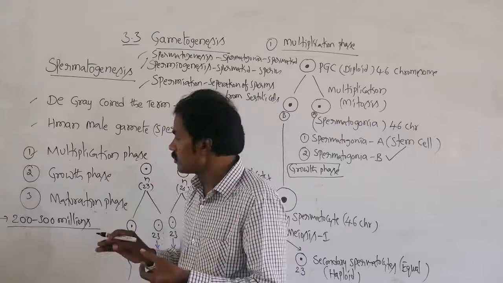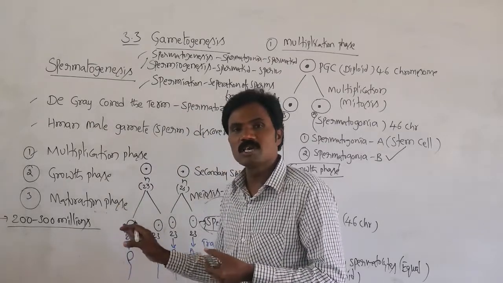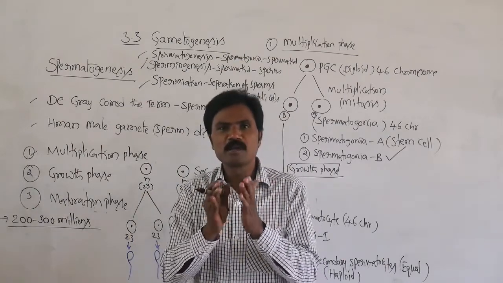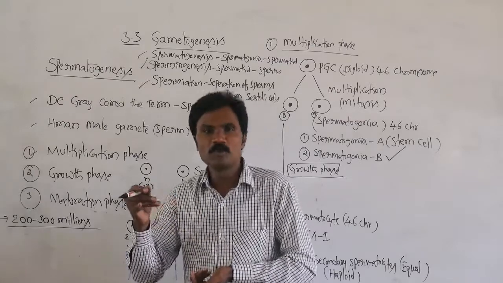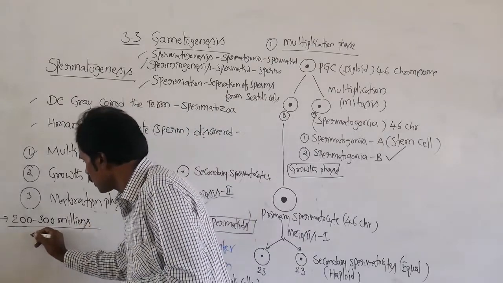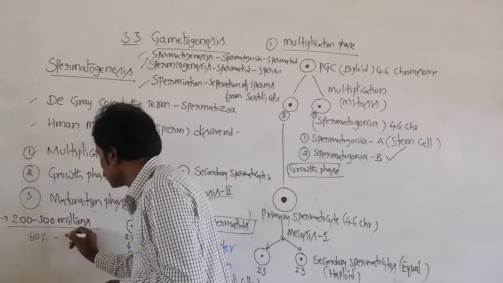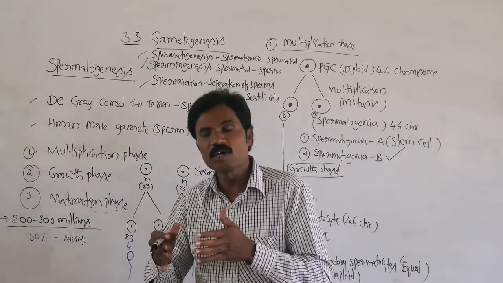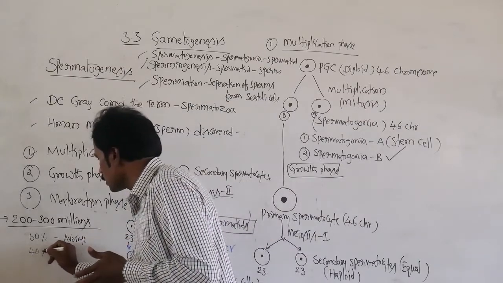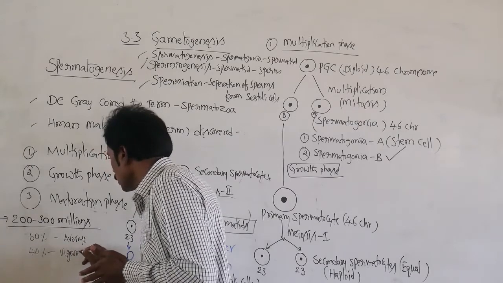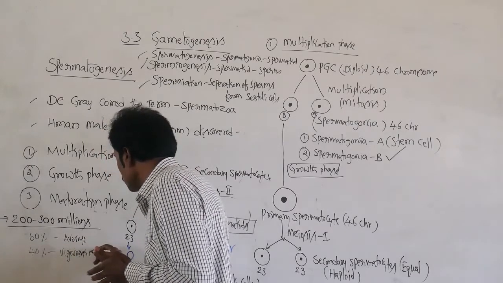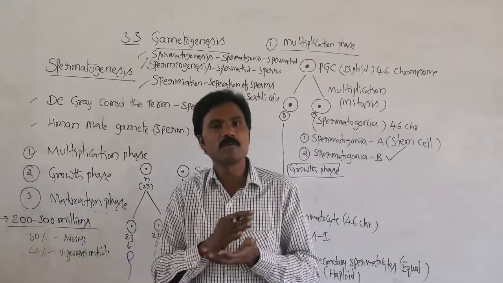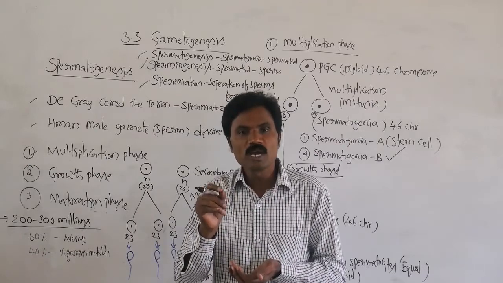40% are vigorous. Why? Because male gametes, the spermatozoa, have a microscopic, motile nature. Because of this motile nature, 60% are average, that means normal motility, not vigorous, whereas 40% have vigorous motility.